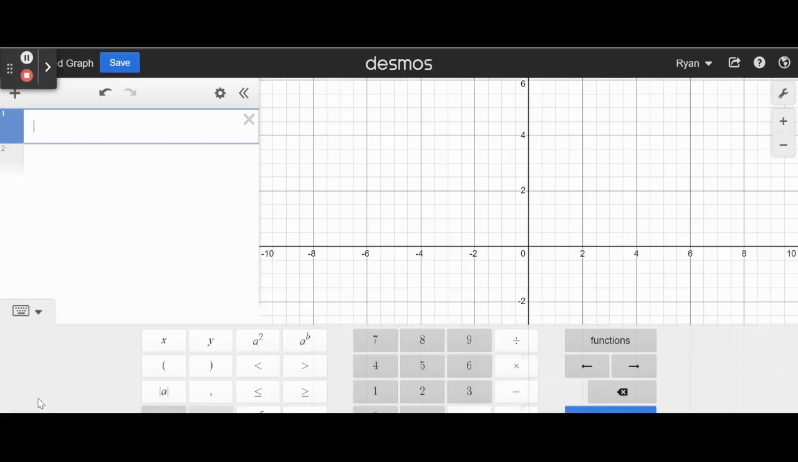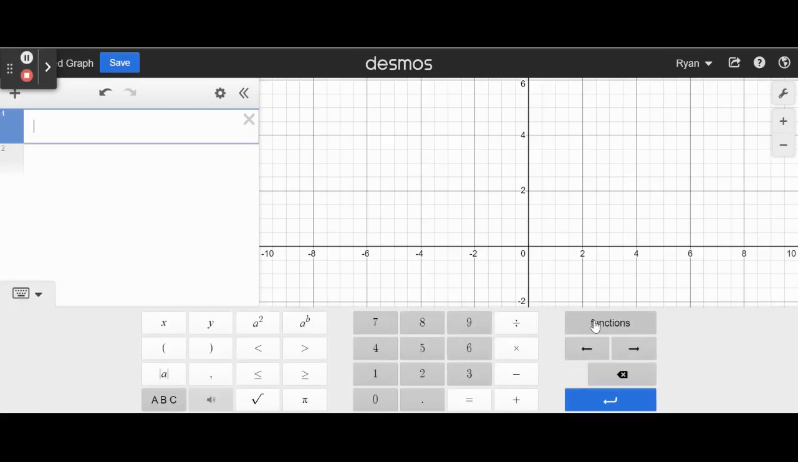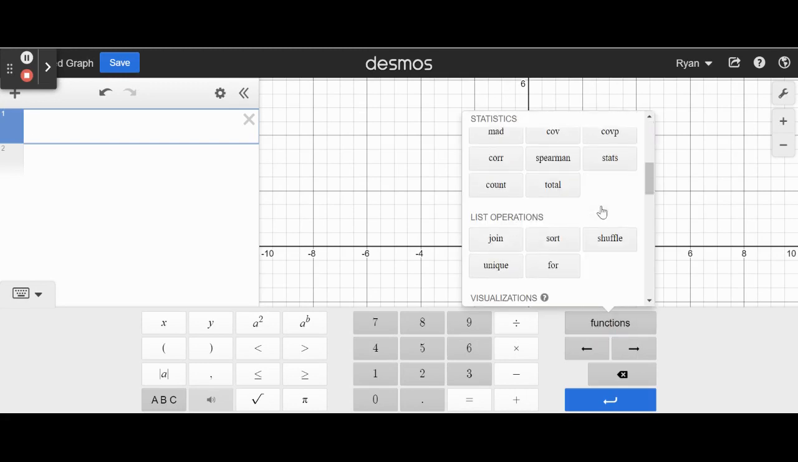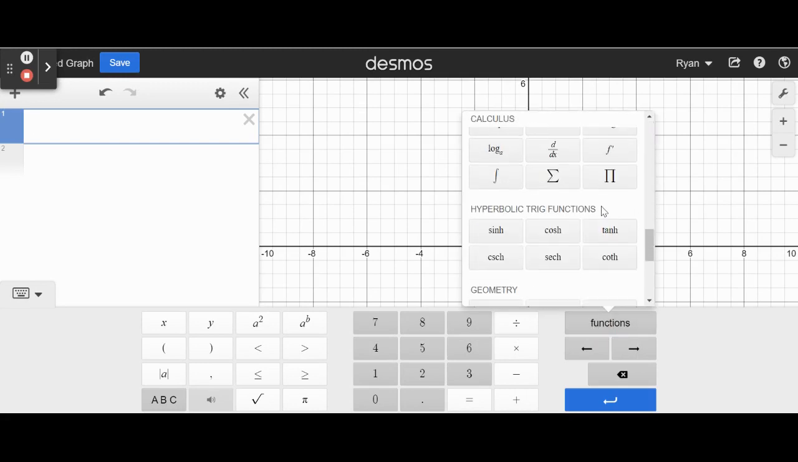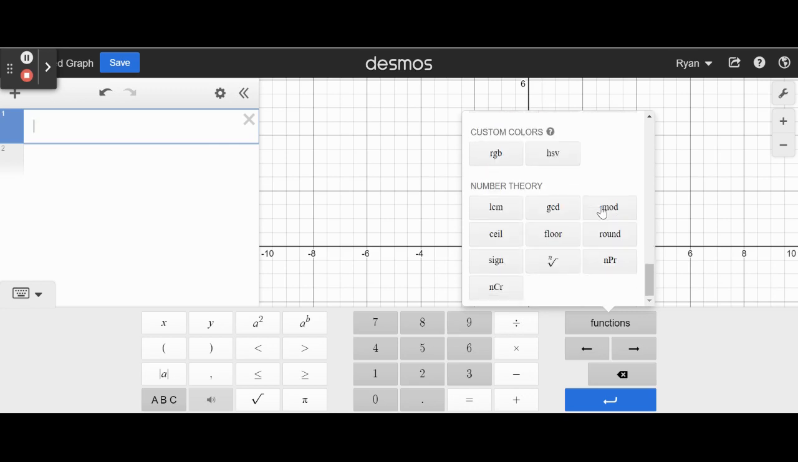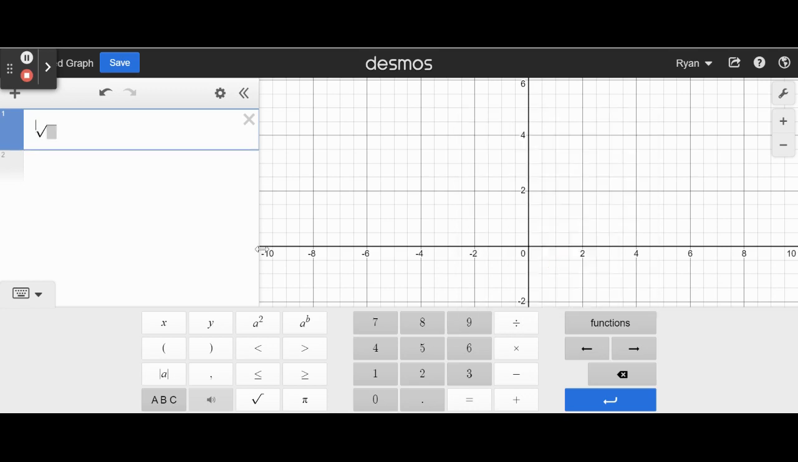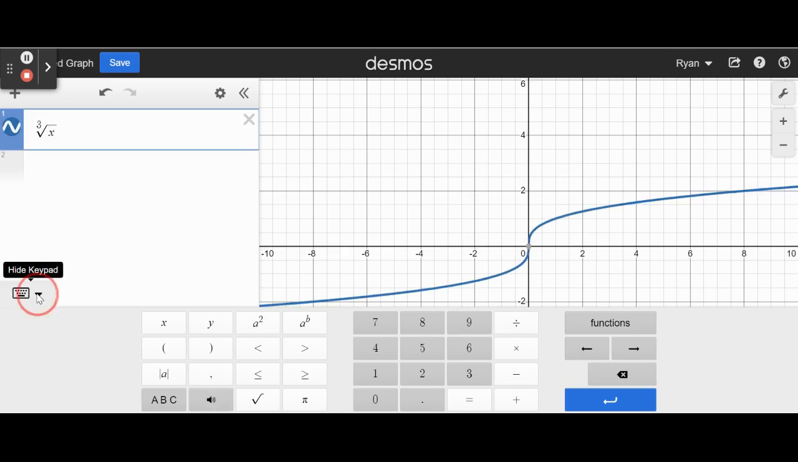So what we'll do is we'll add a cube root. We got to use the keypad down here. You add functions. You can see the cube root is way down the list here, where you actually get the option to do any root. So we click that n-th root, and then we're going to put cube root and then x. And what you see is this is the cube root of x graph.